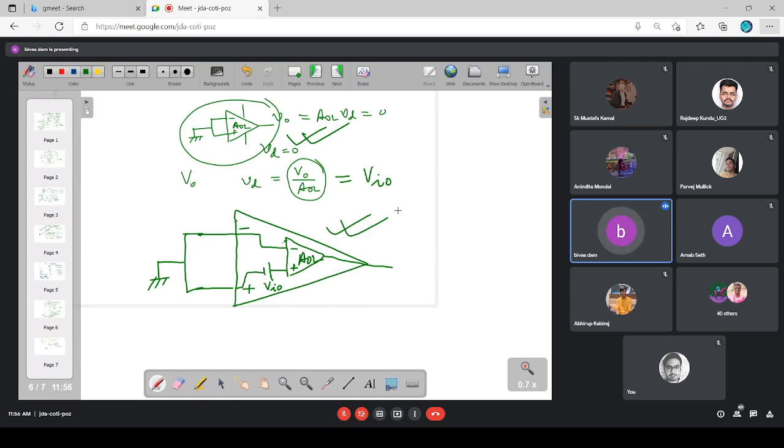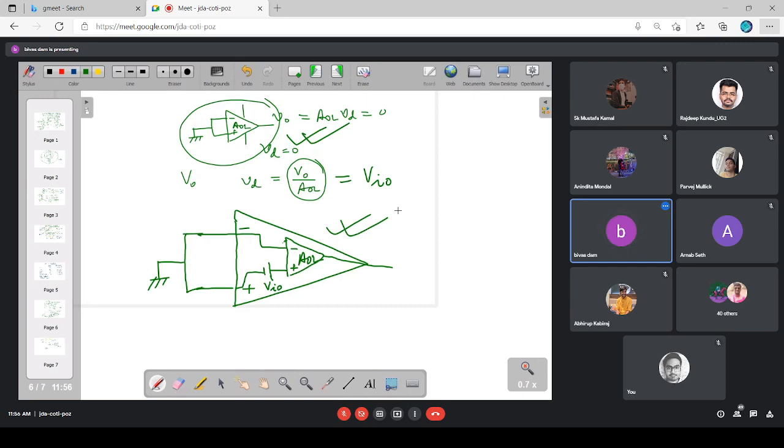There is nothing like an ideal operational amplifier, nor one DC source VIO, in physical mode. Physically, what I have is one practical operational amplifier which I have fabricated in the foundry. In the foundry, I can never fabricate one ideal operational amplifier along with one DC source and package that as one practical operational amplifier. That is never possible. What is possible from the foundry is that we can design one practical operational amplifier.